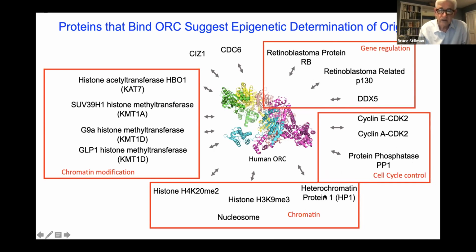We showed many years ago that it binds to modified histones and also heterochromatin protein 1. It was also shown by others that it binds to histone H4K20. And then there is the binding of these methyltransferases and histone acetyltransferases that we have shown. Remarkably, these all bind in the intrinsically disordered region of ORC1. And so we think that this is evidence of epigenetic determination of origins of replication. And in fact, there's evidence for that in the literature.